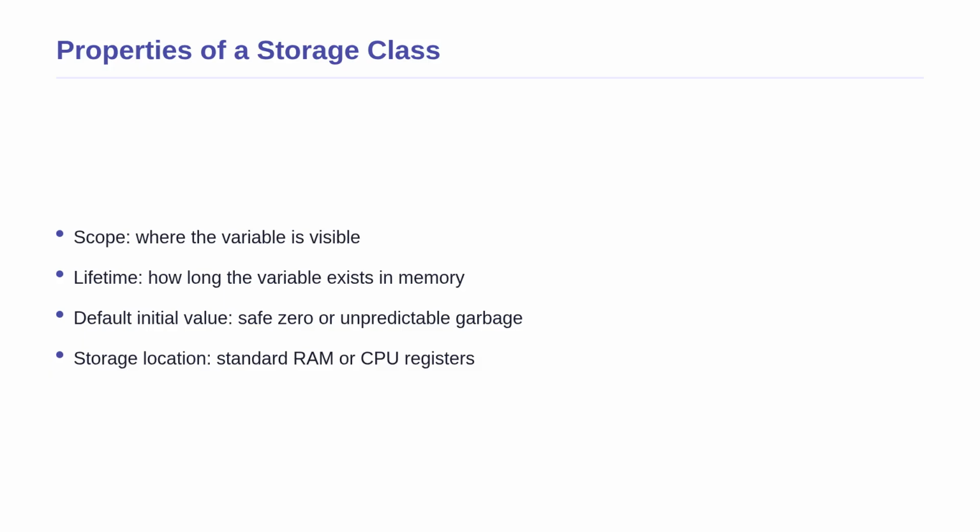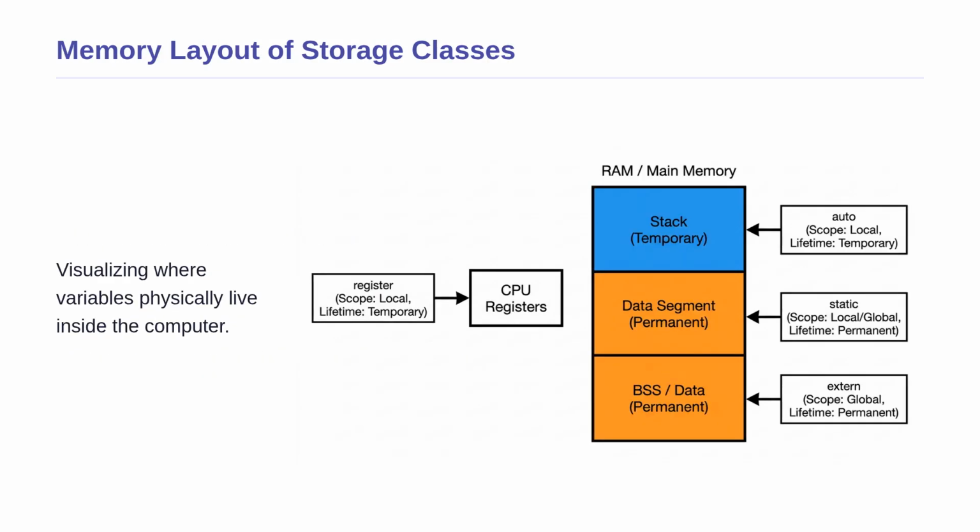Third is the default initial value, which can be a safe zero or unpredictable garbage left over from previous programs. Finally, the storage location tells the compiler whether to place the variable in standard RAM or directly inside the high-speed CPU registers. Before we dive into each specific class, let us visualize where these variables physically live inside the computer.